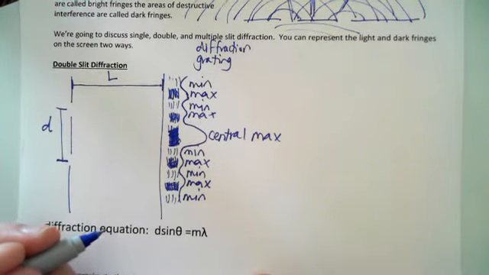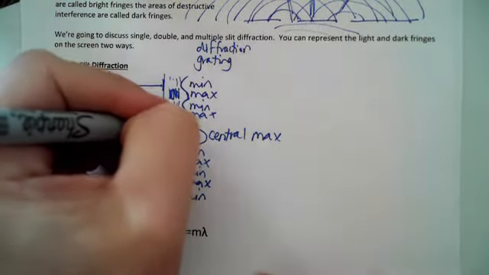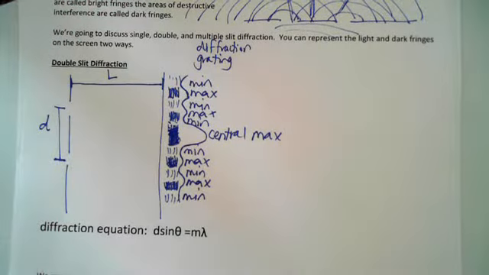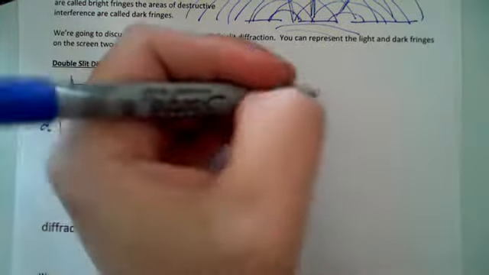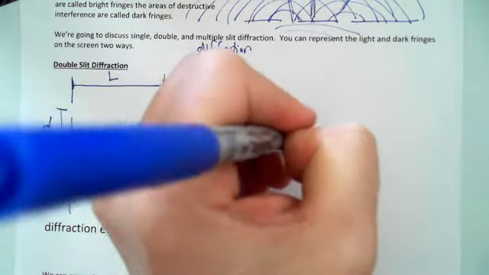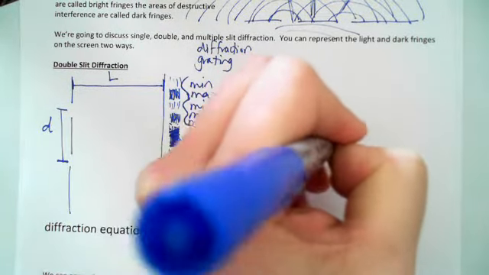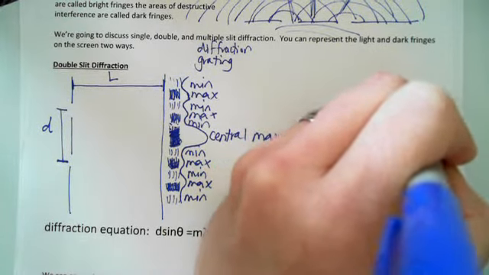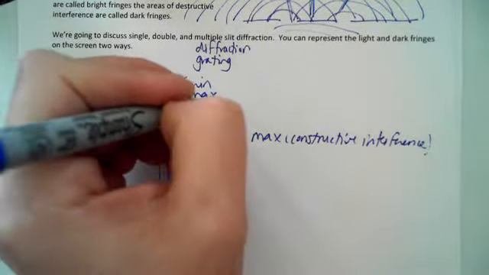But then you also have some areas of destructive interference that are your mins. We're going to call those mins. Minimum, minimum, minimum, you guys get the picture. And there should be a min on either side. And remember, the maxes are areas of highest constructive interference, and then the mins are destructive interference.